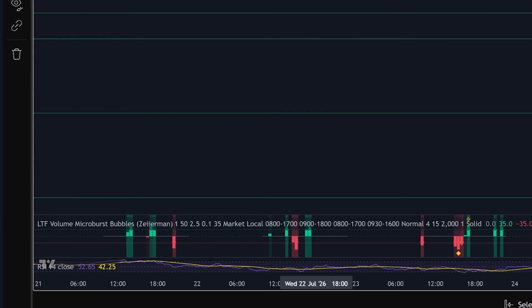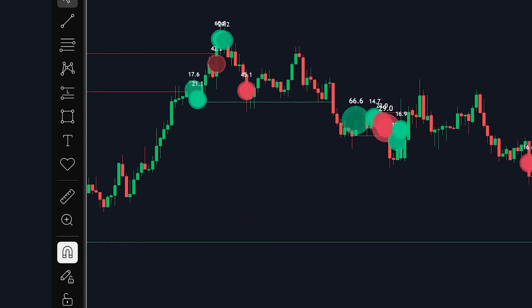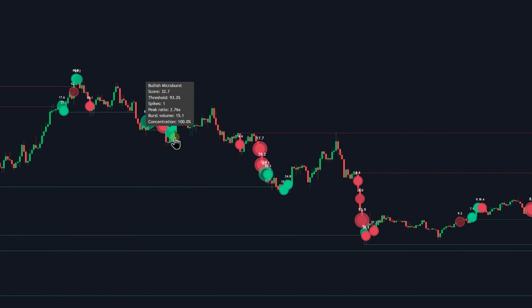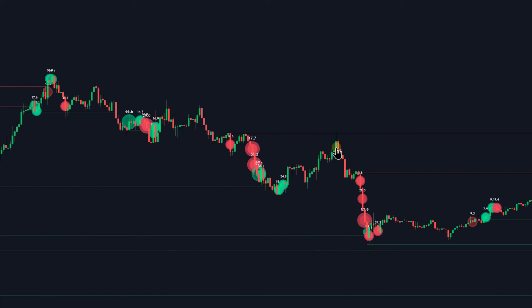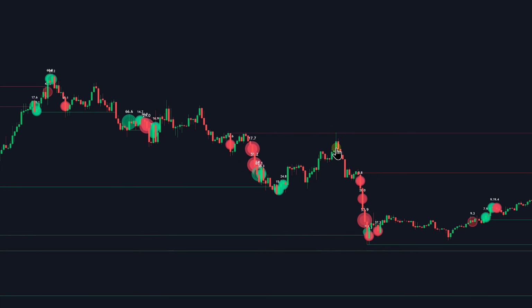LTF stands for lower time frame. So even though we're trading on the 30-minute chart, the indicator can look inside every 30-minute candle using candles from smaller time frames. It then compares the volume of those smaller candles with a normal volume baseline and searches for unusually large spikes.